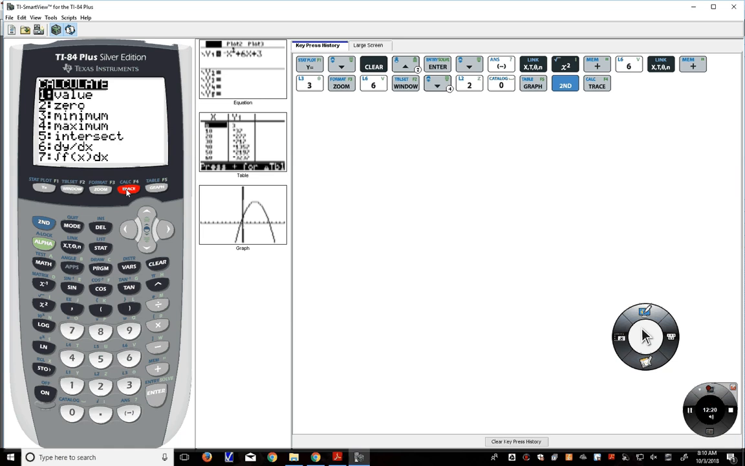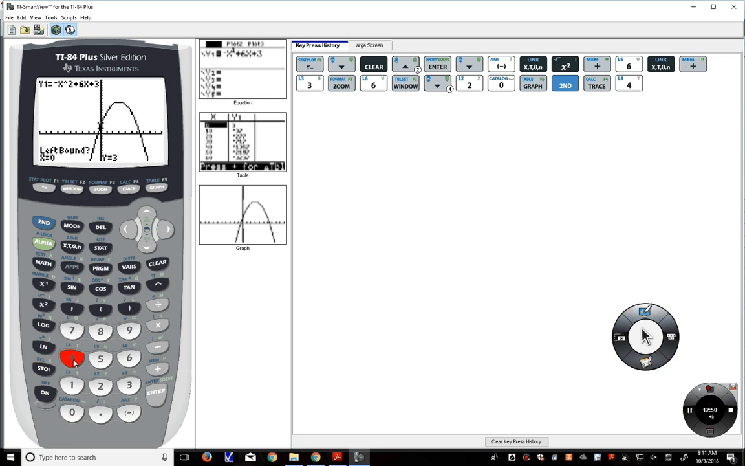And then it's asking us what we want to calculate. A value, a zero, a minimum, a maximum, an intersection, and then some crazy calculus stuff. So if we want to get our vertex for this kind of parabola that's facing down, which one of those things 1 through 5 do we think we're trying to calculate? Maximum. So we choose maximum. So I choose choice 4. And then my calculator is going to ask me 2 things. So the first question it asks me is left bound.